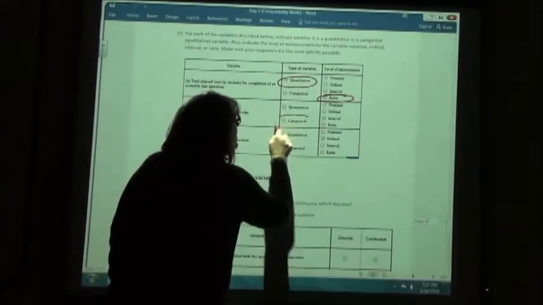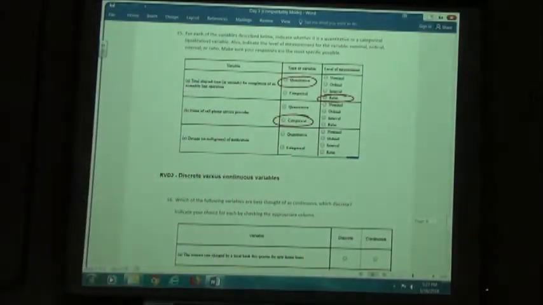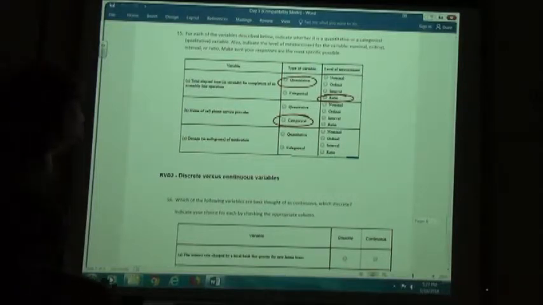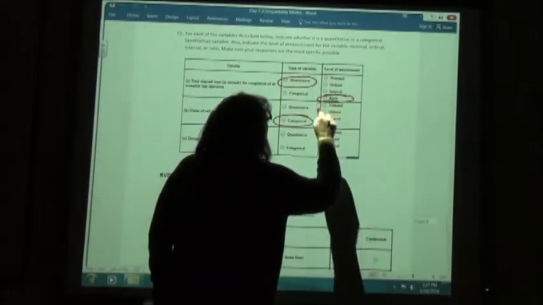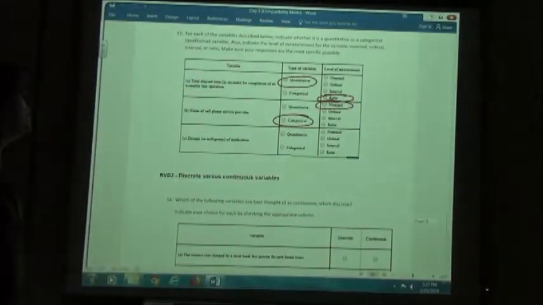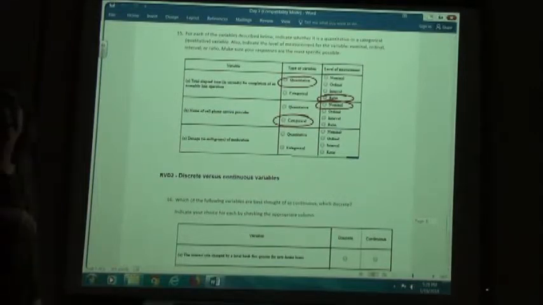The name of your cell phone service provider. Name of something is going to be categorical. On this one, the names aren't measured as far as importance, so there's no way to rank them as far as what the name is. So this one is going to be nominal measure of our level of measurement. There's no ranking. It's not good, better, best. It's just the names of the company.